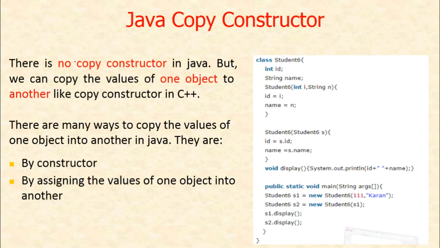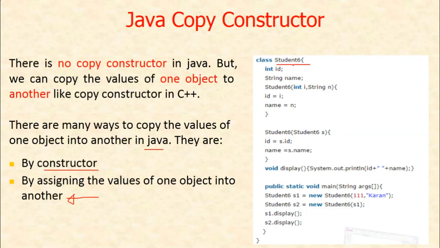Java copy constructor. There is no copy constructor in Java, but we can copy the value of one object to another, like a copy constructor in C++. We have already used the copy constructor in C++, so we can use this concept in Java as well. There are many ways to copy the value from one object to another object in Java. Two of them are by constructor, and another is by assigning the value of one object to another object. This one is very useful, so let us see an example.